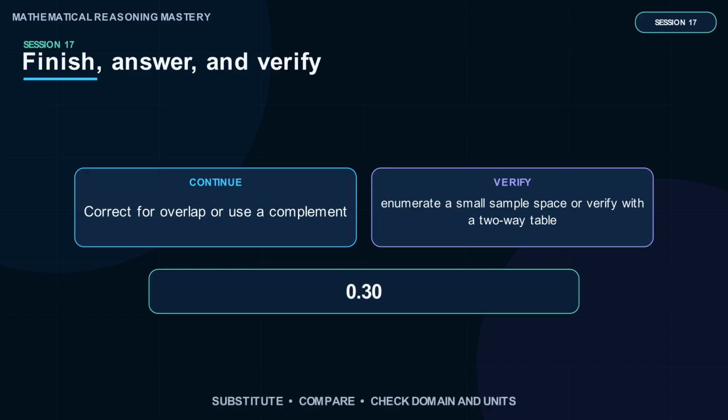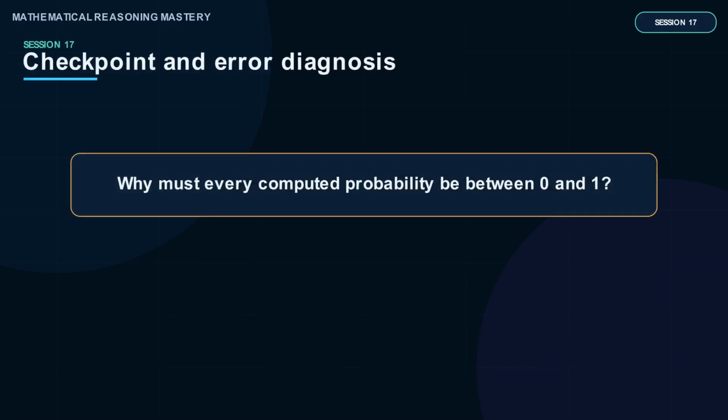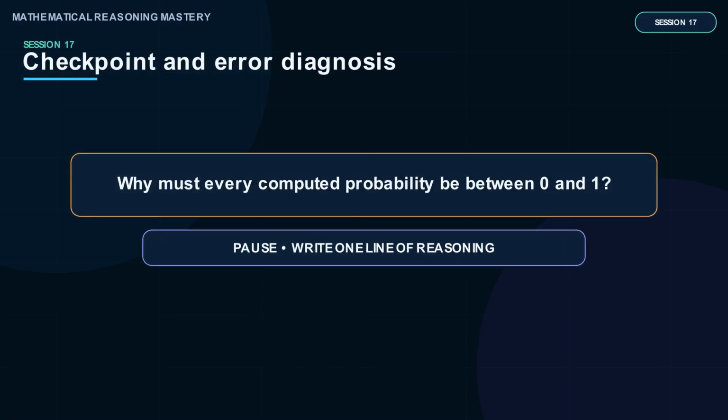Verify from another direction. Enumerate a small sample space, or verify with a two-way table. The check should use evidence independent of the original calculation whenever possible. Try this checkpoint without copying the example. Why must every computed probability be between 0 and 1? Decide which mathematical fact controls the answer. Pause and write one line of reasoning before committing. A visible decision is easier to inspect, explain, and correct than an unsupported guess.